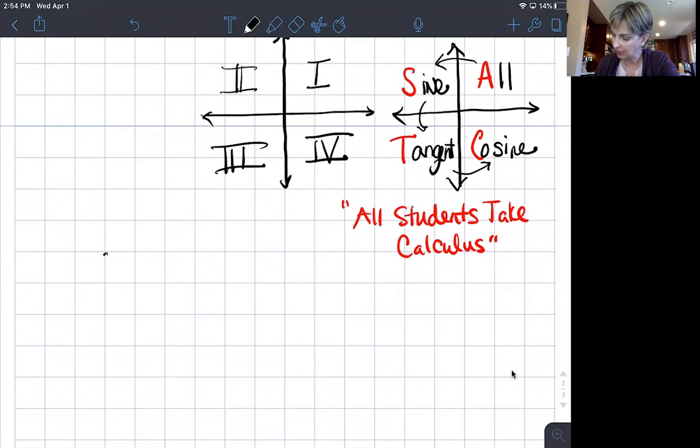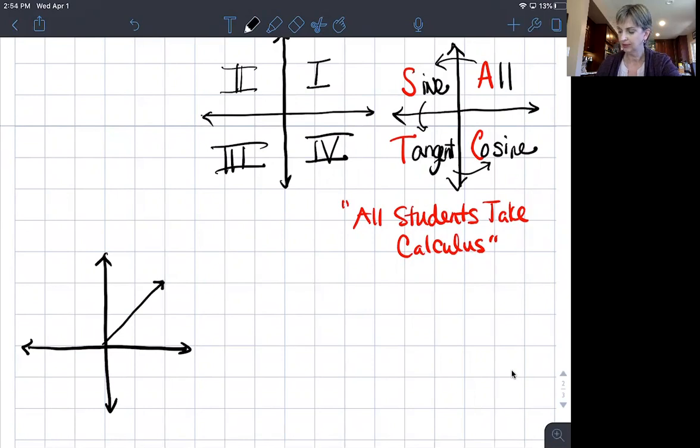Okay, so we're going to go back to reference angles. So if I have an angle like this one, let's say it's 45 degrees. Something small, it's in quadrant 1. Then its reference angle is whatever angle is closest to the x-axis. So in this case, it would just be its angle. It's the closest to the x-axis.